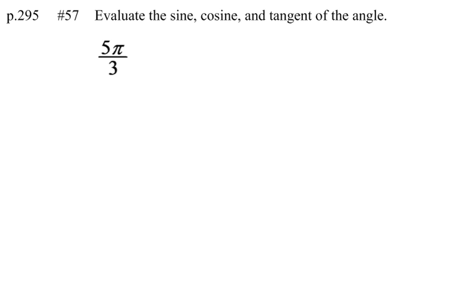Page 295, number 57. Evaluate the sine, cosine, and tangent of the angle. The angle we're given is 5 pi over 3. Oftentimes people will convert this to degrees and sketch it that way, but we should be able to take care of this in its current form in radians.